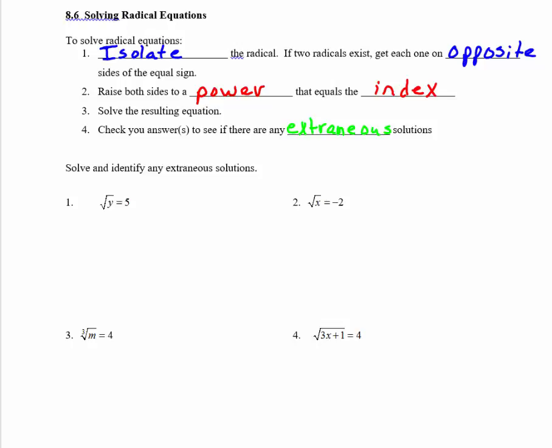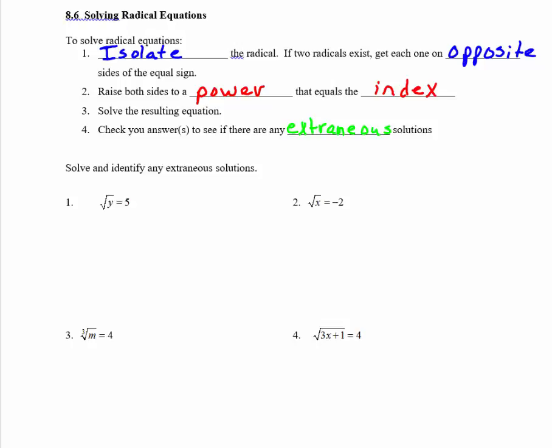Step 2, raise both sides to a power that equals the index. Why do you want to do that? Because that's going to cancel out your radical. Step 3, solve the resulting equation. It will either be linear or it will be quadratic. So at that point you should be able to solve that equation.